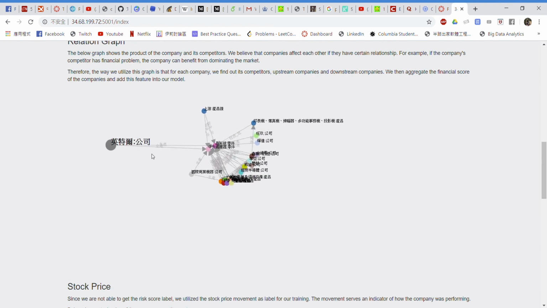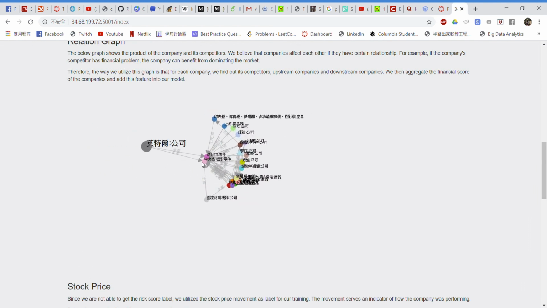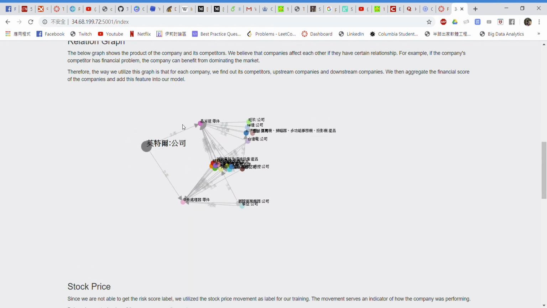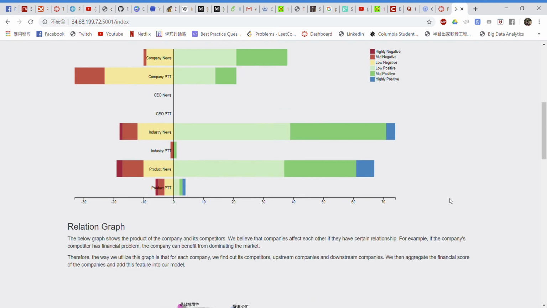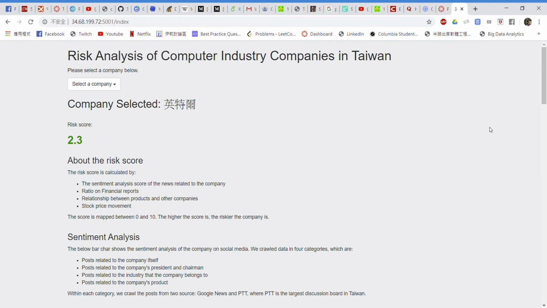And you can also see Intel's relation graph. It produced CPU and the chipset. And you can also see the competitors of Intel. And that is for our user interface demo.